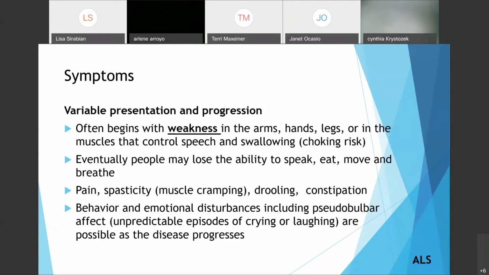Okay, so there is a variable presentation and progression for ALS. It often begins with weakness in the arms, hands, legs, or in the muscles that control speech and swallowing, which increases choking risks and really causes us to be looking at nutrition early. Eventually, people may lose the ability to speak, eat, move, and breathe. Pain, spasticity from muscle cramping, drooling, and constipation are also common symptoms. And behavioral and emotional disturbances, including that pseudobulbar affect, are possible as this disease progresses.